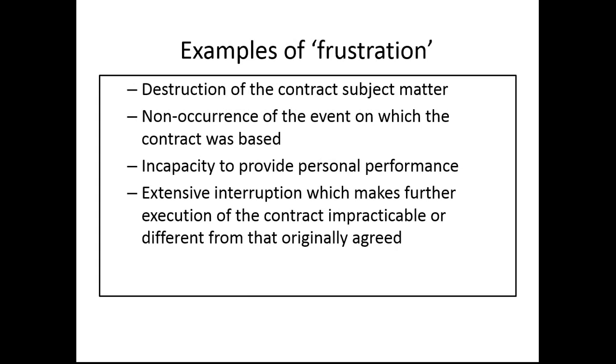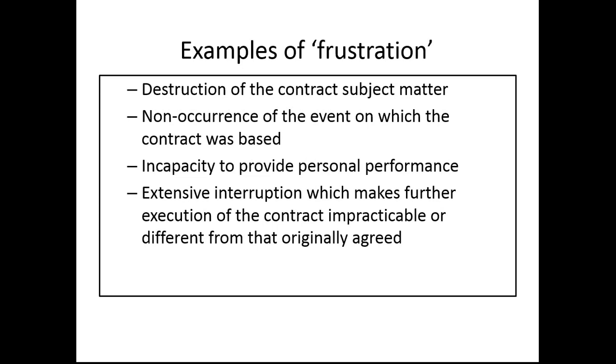Contracts are often called frustrated where it is impossible to carry out the contract. It's not that somebody does something wrong, it just becomes impossible. So: destruction of the subject matter of the contract, or non-occurrence of an event on which the contract was based. For example, you might have a contract to build a new building because you're going to move premises, but then you don't move premises, so it's a frustrated contract. All you need to do is pay the level of fees that are outstanding.